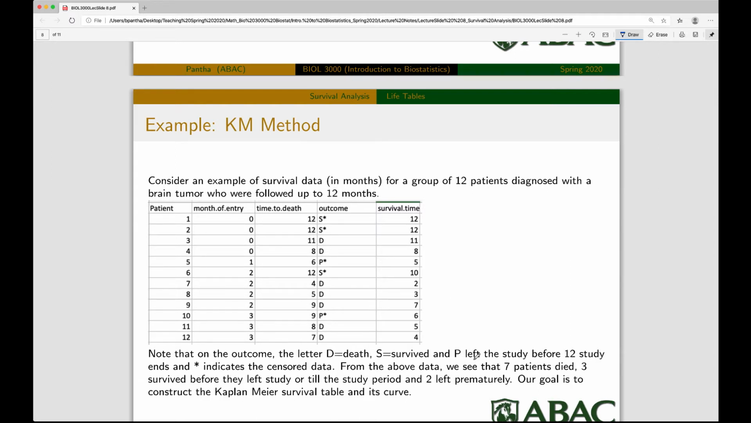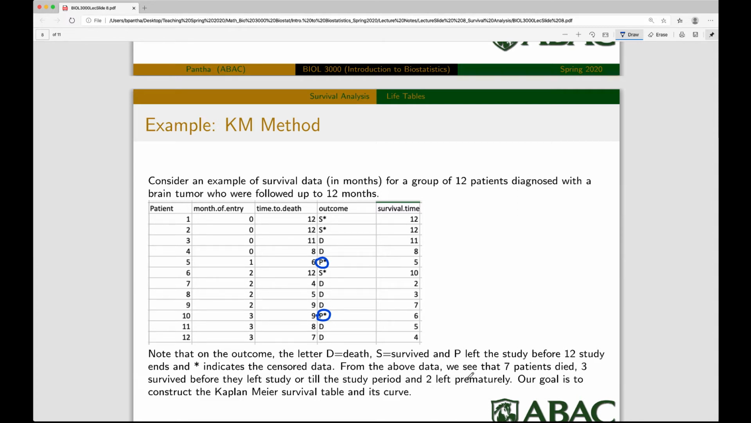S means he survived, and P means he left the study. You see that? P left the study. This one left the study, this one left the study. That's a P star. So these are censored, okay? P star is dropped in the middle, while S star is survived throughout the whole study period. So it did not die during the study, and we denote that by star as well. D is the death, okay?